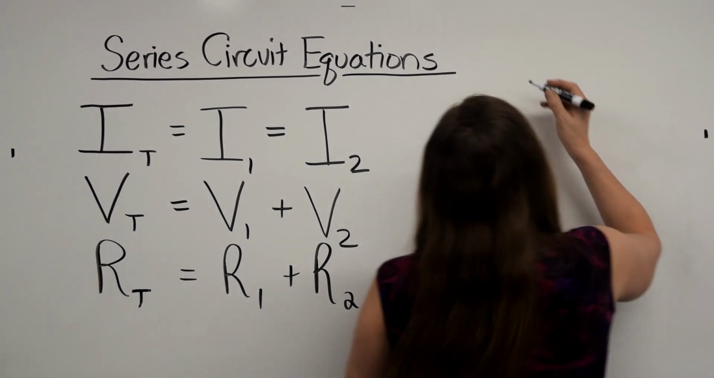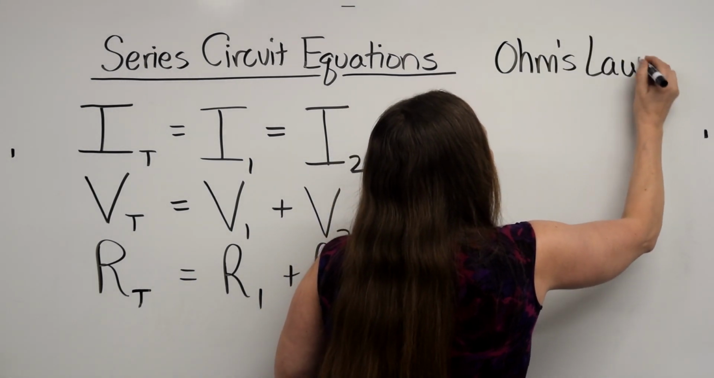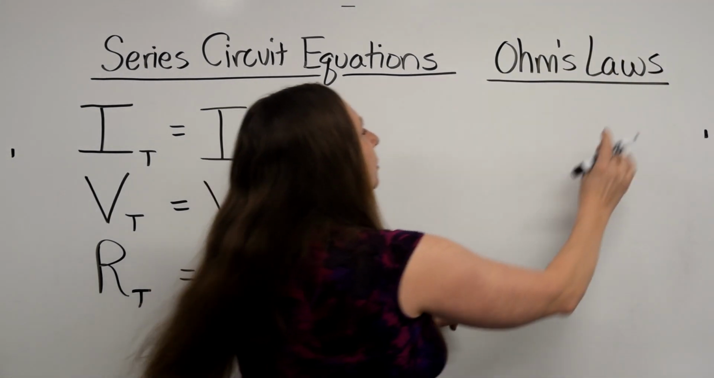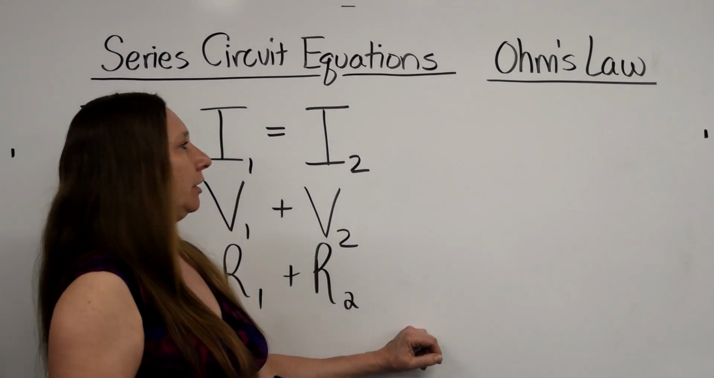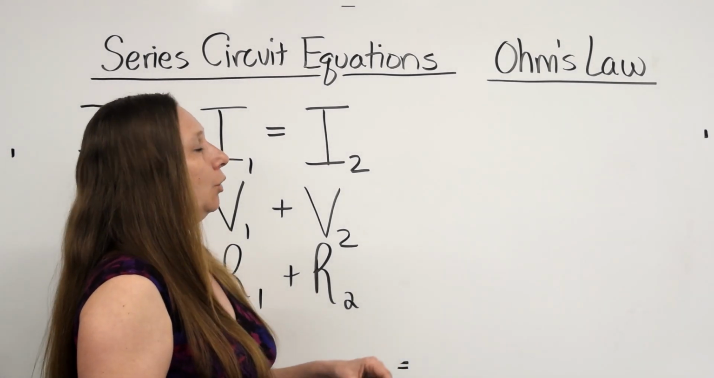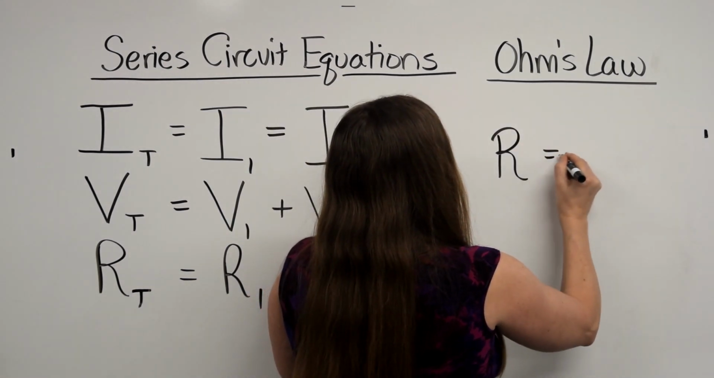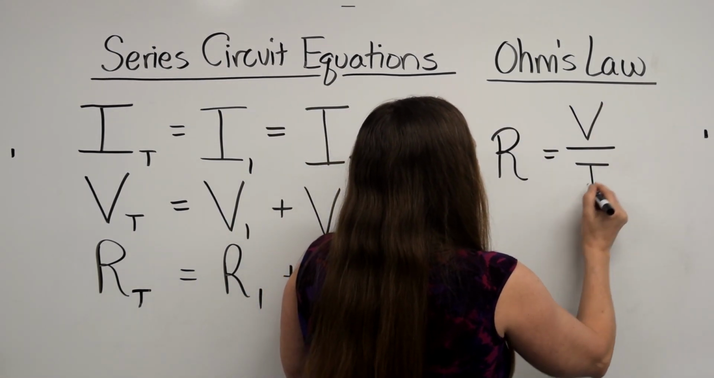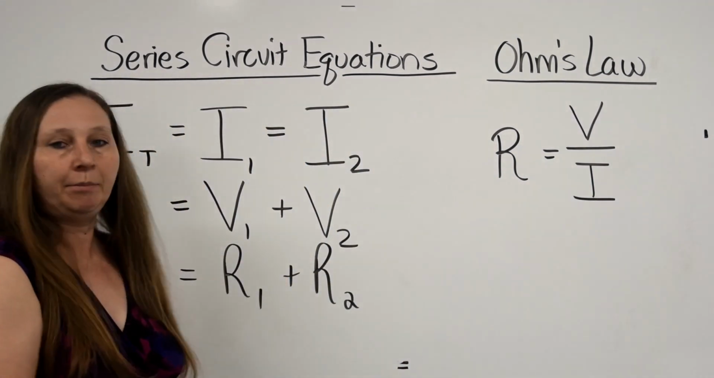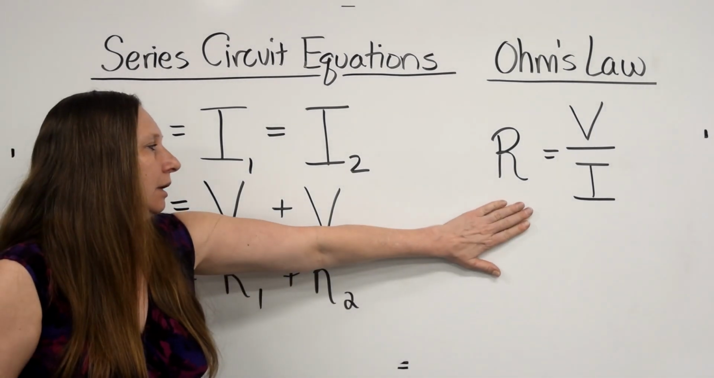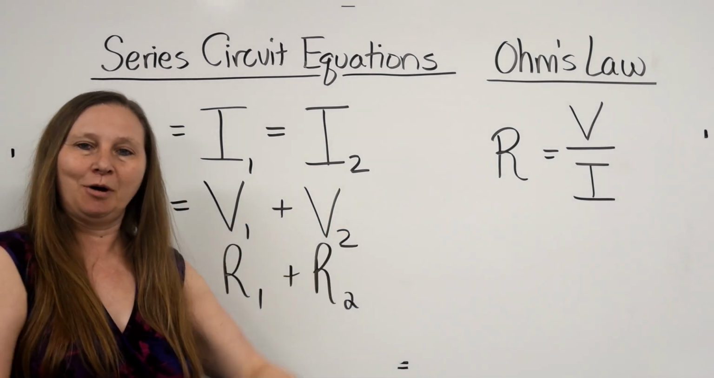Now, one more equation that we're going to need to work with circuits to figure out all the voltages, all the currents, and all of the resistances in a series circuit, or a parallel circuit for that matter. We're going to need Ohm's Law. So on your reference tables, there is R equals V over I, and that is Ohm's Law. So get those copied down, and I'm going to talk a little bit about one rule about using Ohm's Law in just a moment.